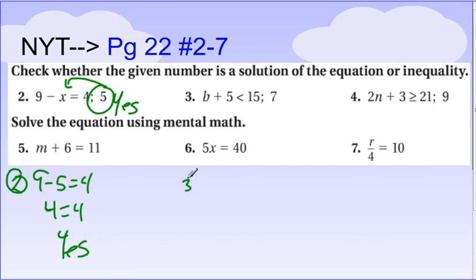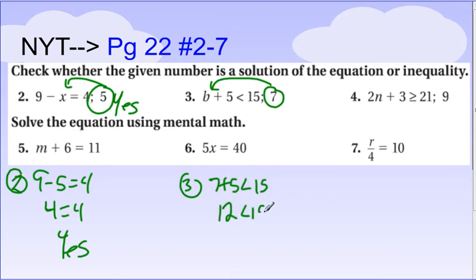Number 3. Plugging in 7 for b. So 7 plus 5, is that less than 15? 7 plus 5 is 12. Is 12 less than 15? Yes. So that is a solution.